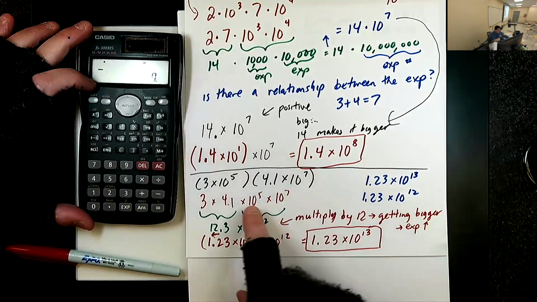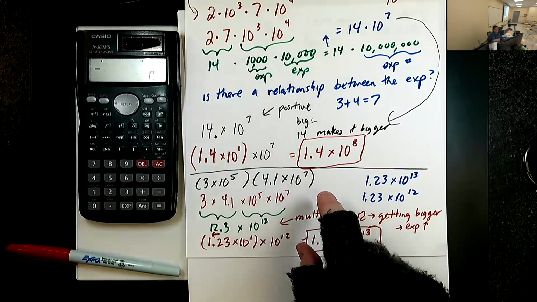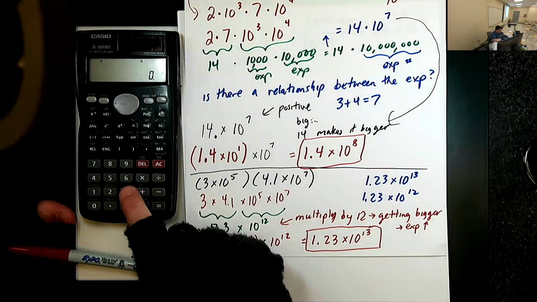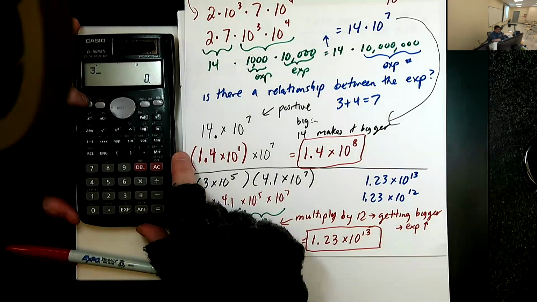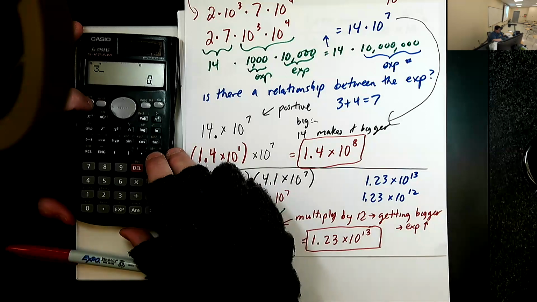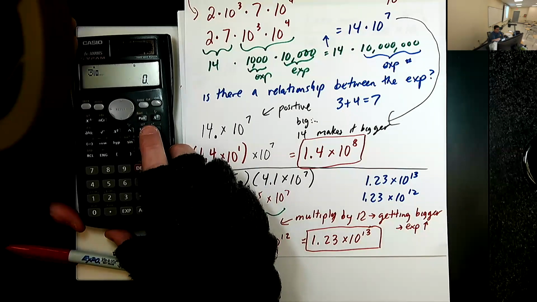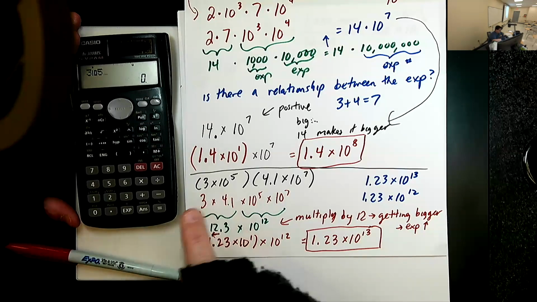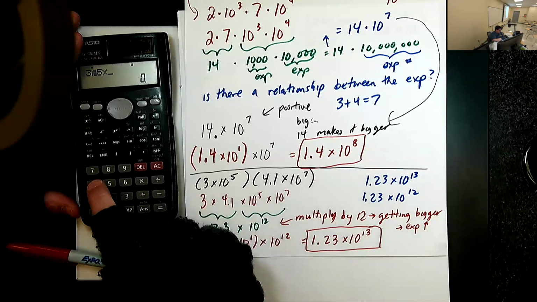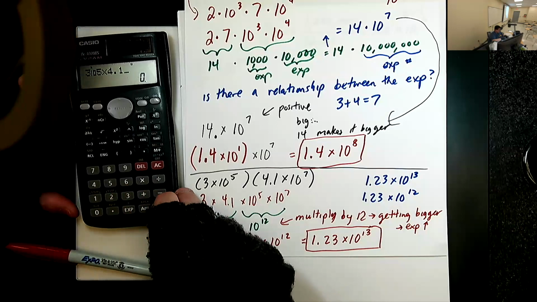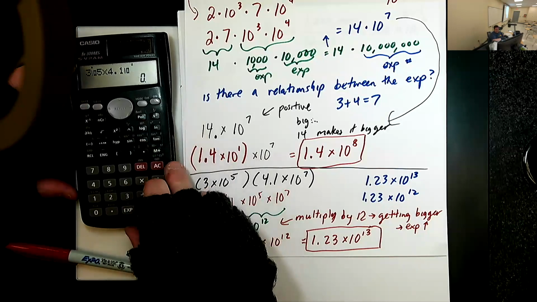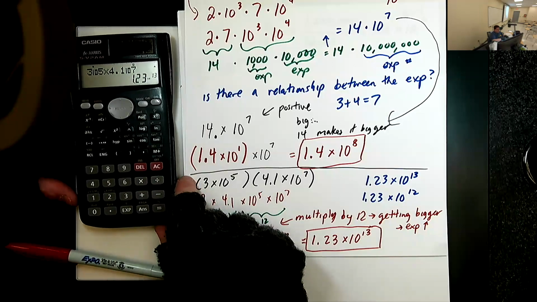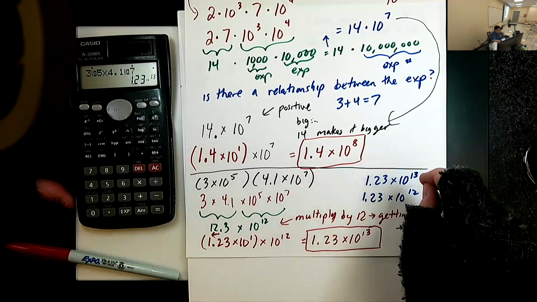So what I'm going to do, if I wanted to do this problem right here, I want the glare right on it like that. I'm going to say 3, and then I don't need to do the X. I can just do shift 10X 5. That is my 3 times 10 to the 5th. And then I go times 4.1, and I do it again, shift 10X, and this was 7. And they give me the answer, 1.23 times 10 to the 13th, directly.